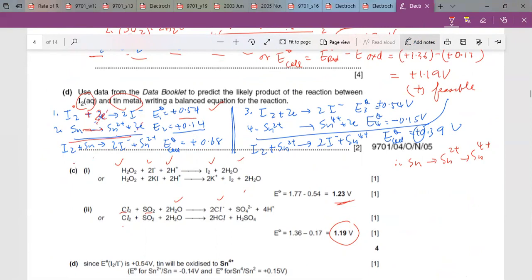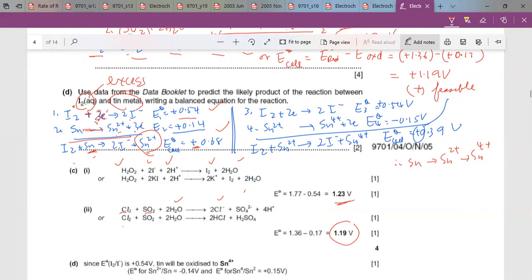So it's I2 plus Sn gives you 2I minus and Sn2 plus. And it's positive. That means feasible. That means iodine can oxidize your tin to tin 2 plus. Right? But the point is, iodine here is in excess. You must come to that conclusion. Can iodine continue to oxidize Sn2 plus to Sn4 plus?